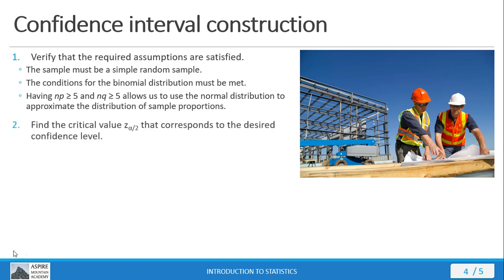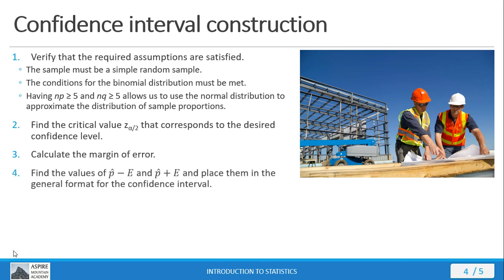Next, we find our critical value, the alpha over 2, that corresponds to the desired confidence level. We'll need this value to calculate our margin of error, which is the next step in constructing a confidence interval. Once we have the margin of error, then we simply add and subtract it from our point estimate, which is the sample proportion, and then we place them in the format for the confidence interval. We then round the resulting interval limits to 3 significant digits.